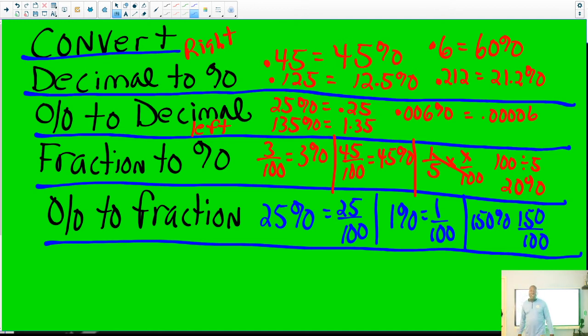Remember, fractions, decimals, and percents are all cousins. That's my cousin. You know, you see somebody on the streets, like way across the street, and you're like, hey, cousin. There we go.